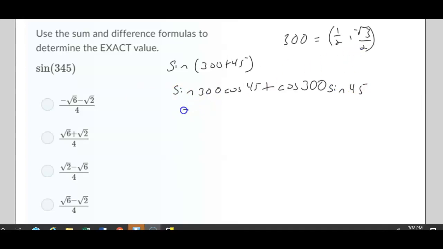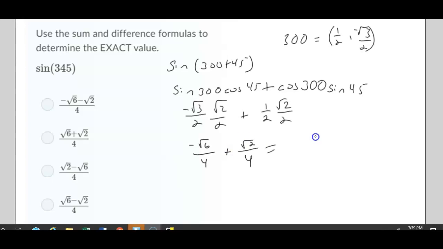So sine of 300 is negative radical 3/2 times radical 2/2, plus cosine of 300, which is 1/2, times radical 2/2. That gives me a negative radical 6/4 plus radical 2/4. So you can have negative radical 6 plus radical 2 over 4, or radical 2 minus radical 6 over 4. Regardless, it's the same exact thing. That would have been this option right here, because the radical 6 is what must be negative.